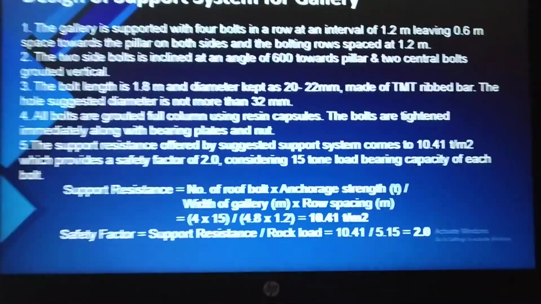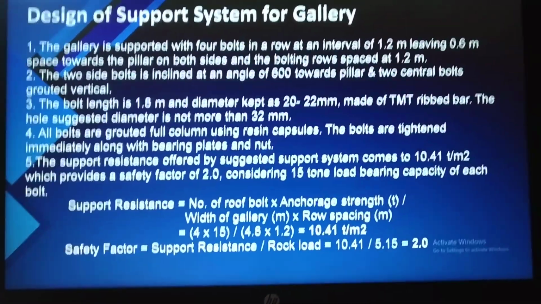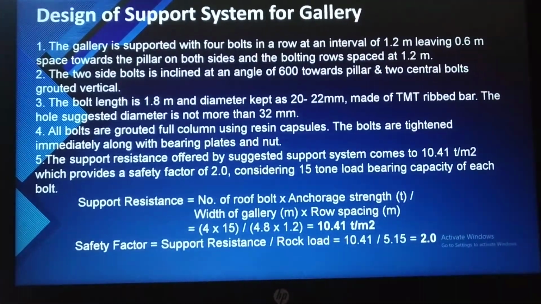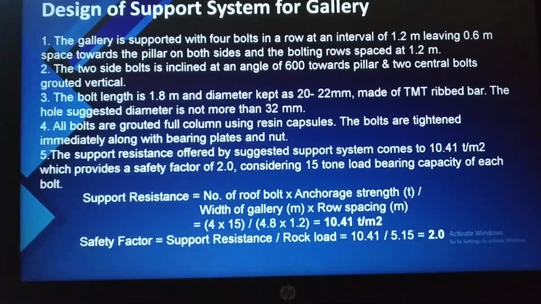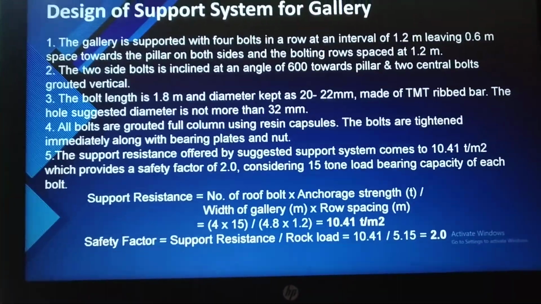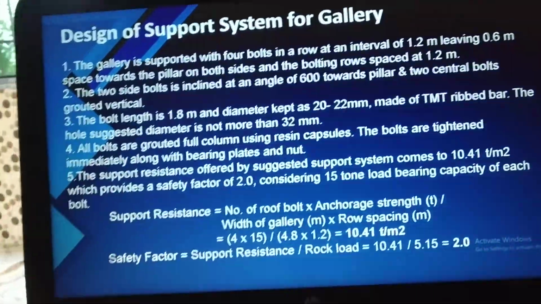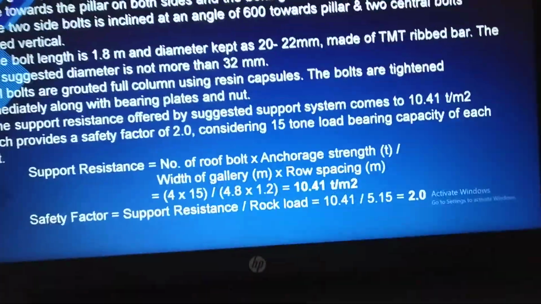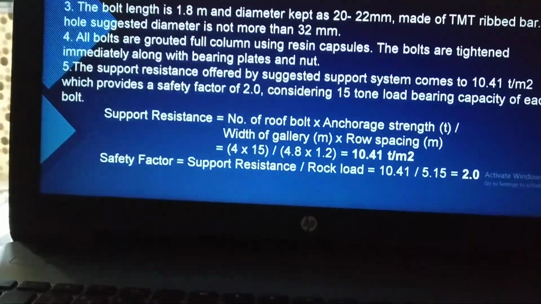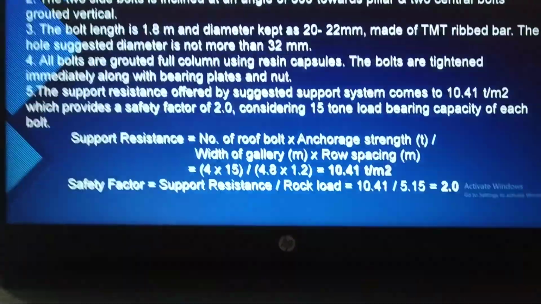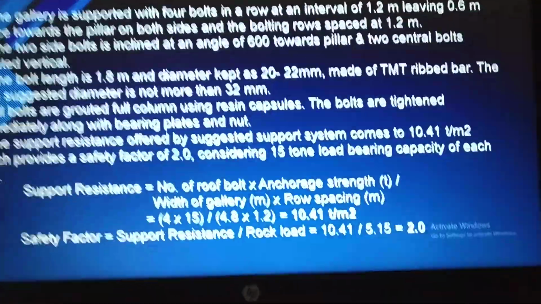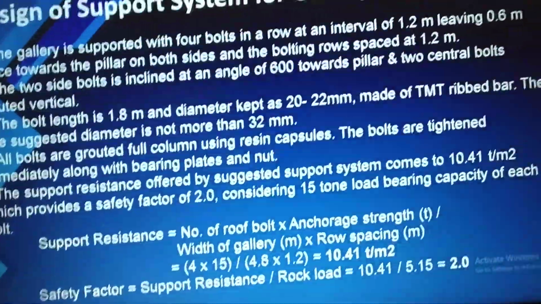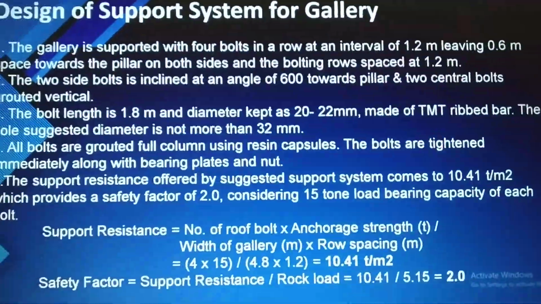The support resistance offered by the support system was about 10.41 ton per meter square, which provides us a safety factor of 2 considering the 15 ton load bearing capacity of each of these bolts. These bolts were made up to a length of 1.5 meter inside the roof. The support resistance that we calculated by the formula of number of roof bolts into anchorage divided by the width of the gallery into row spacing, we got as 10.41 ton per meter square, and as described earlier, the safety factor was 2.